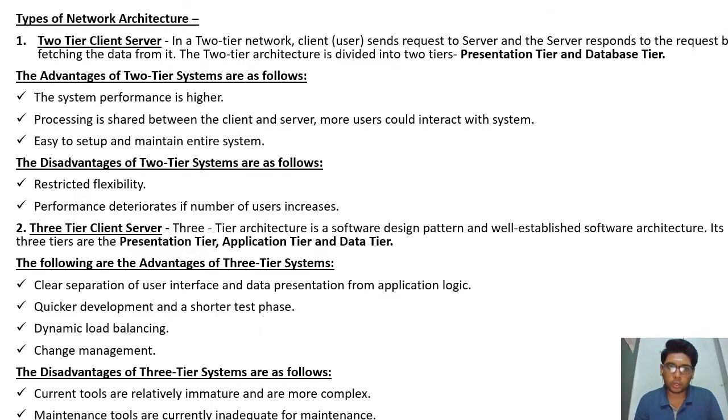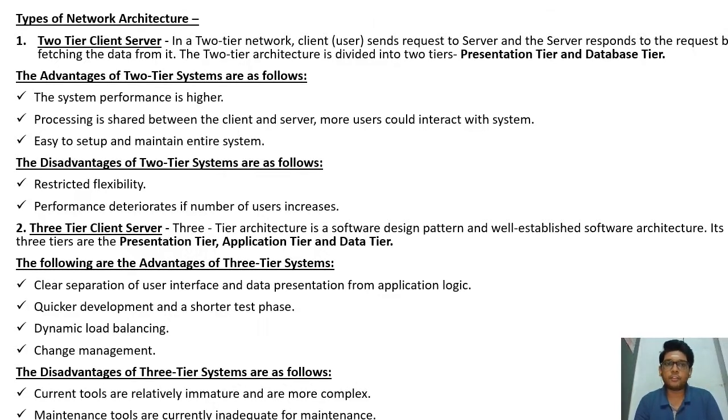There is a two-tier client server, 3-tier client server. We will see what a 2-tier client server is. A 2-tier client server is where a client or a user, he sends a request to the server. The server responds to the request by fetching the data from it. Very simple. The two-tier architecture is divided into 2 types: presentation tier, database tier.